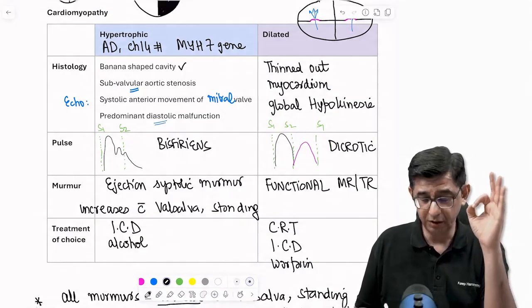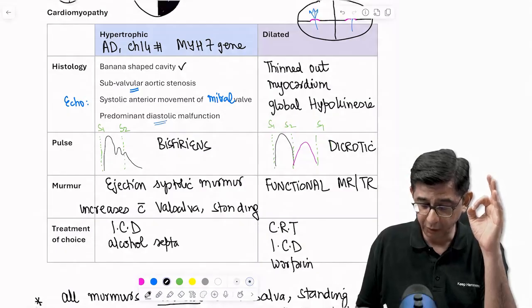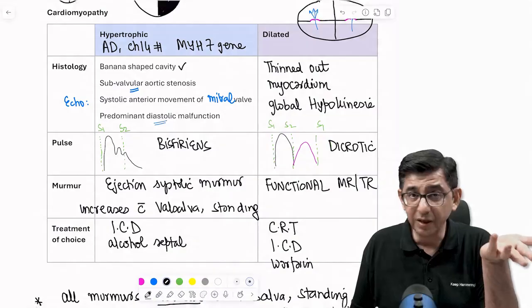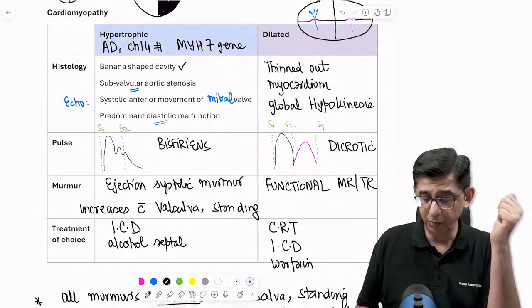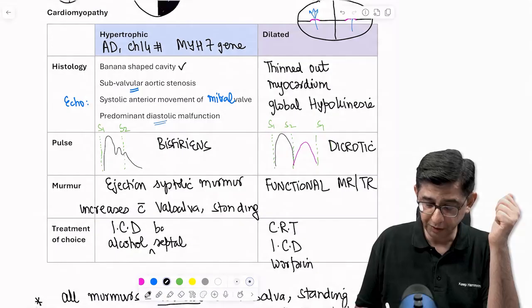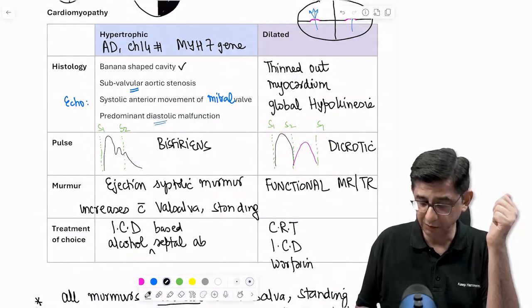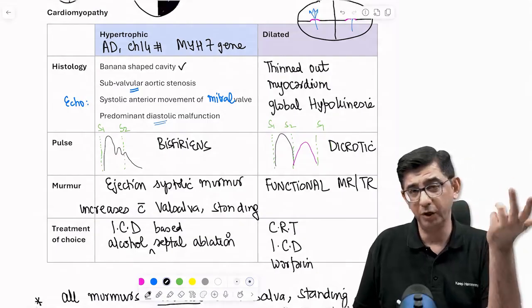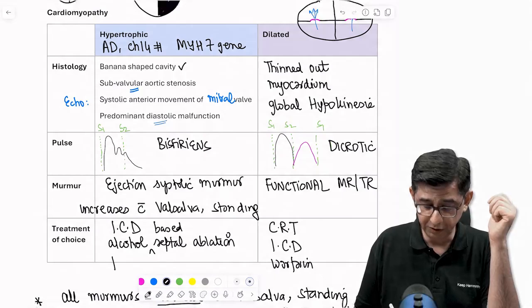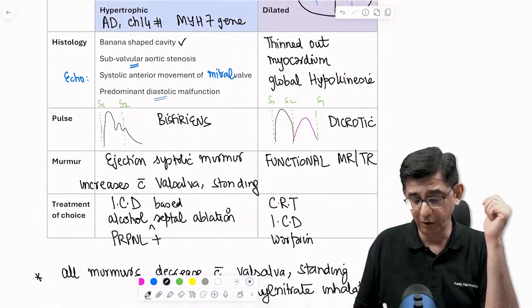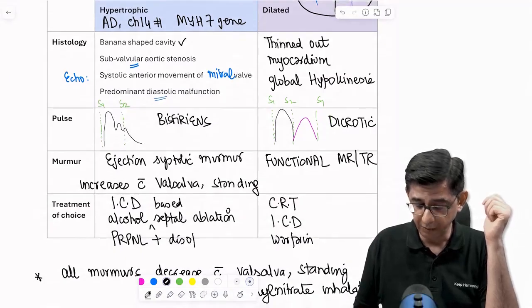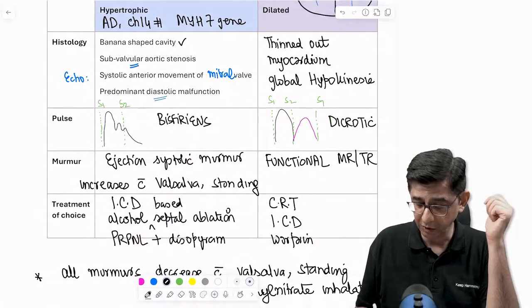This is the first and the last time that I'm saying alcohol can be therapeutically beneficial, because every time I've criticized alcohol only. So alcohol based septal ablation can be done in these patients, and the advantage would be that you would at least reduce the subendocardial ischemia. But if the patient is not ready for any one of these interventions, then the least we can do is give a non-selective beta blocker, propranolol and disopyramide, for management of these patients as discussed originally.